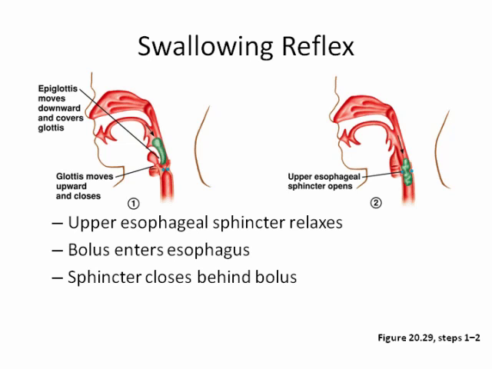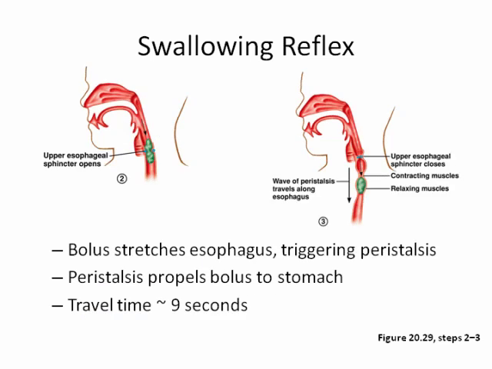Next, the upper esophageal sphincter relaxes and the bolus enters the esophagus. So the bolus moves downstream, and then the sphincter closes behind the bolus. The bolus stretches the esophagus, therefore triggering peristalsis, which is a rhythmic movement of contractions that helps to push the bolus further down the esophagus. So the peristalsis propels the bolus to the stomach.